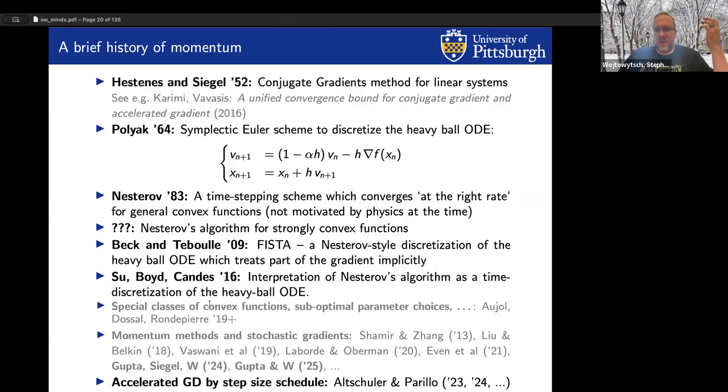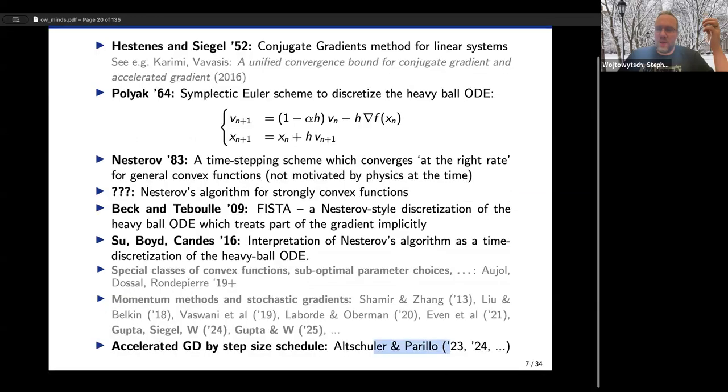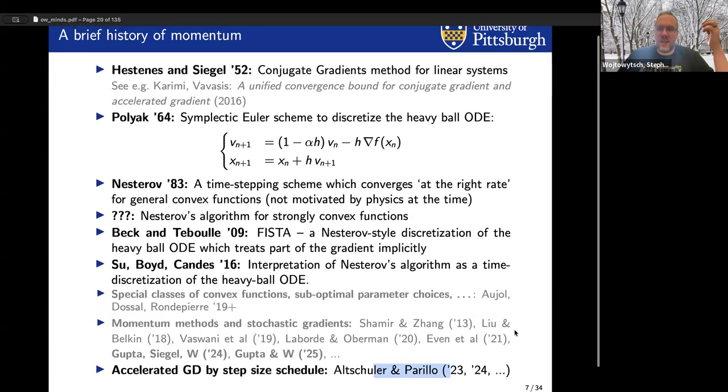There are special classes of convex functions, which are sharp or flat. There are results, well, if I choose my parameters poorly, what kind of convergence do I still get? There's a lot of work on momentum methods, stochastic gradient descent methods, some of that by myself and my student Kanan Gupta and my former colleague Jonathan Siegel, different Siegel, by the way. And then there are new, very recent papers on different kinds of accelerated optimization.